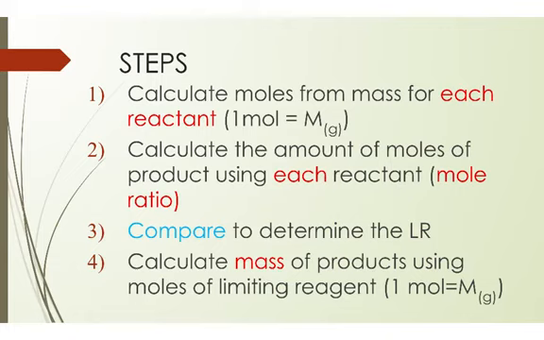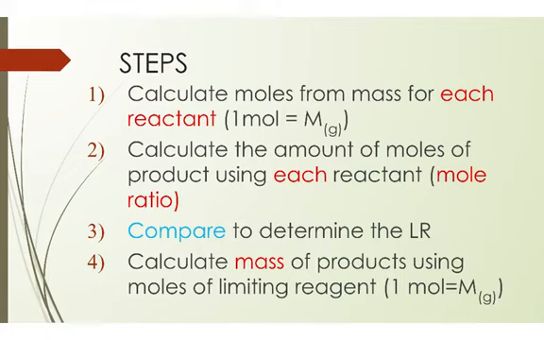Step 2, you're going to calculate the amount of moles of product using each reactant. You're doing that mole ratio. Again, you've done step 2 before, that mole ratio. This time you're just doing it twice. So again, you're using each reactant and you're using their moles to figure out how much product you can make. You're then going to compare how much product each of your reactants is able to make, and whichever one is the lowest, giving you the lowest quantity of product, that is your limiting reagent.